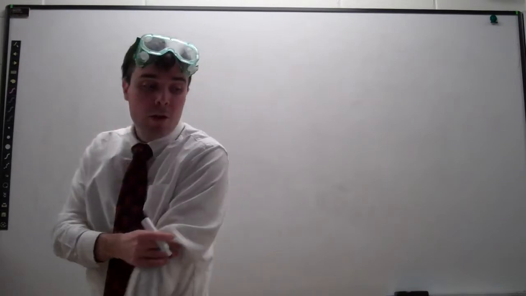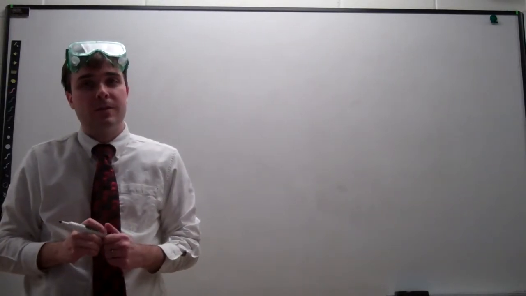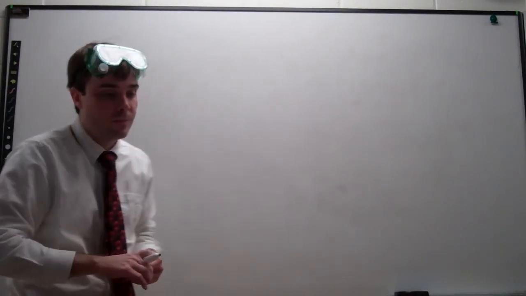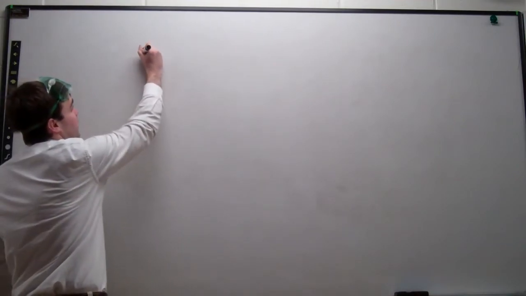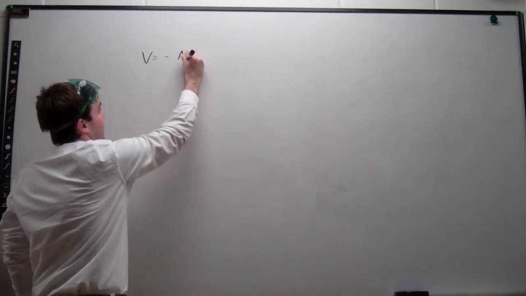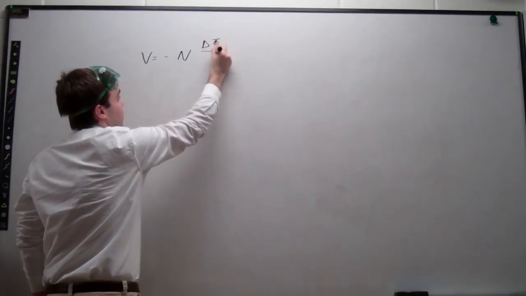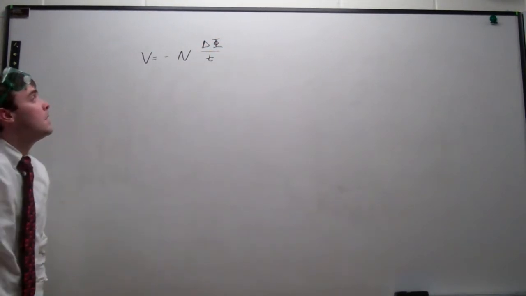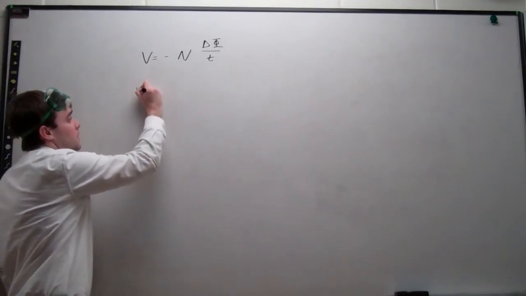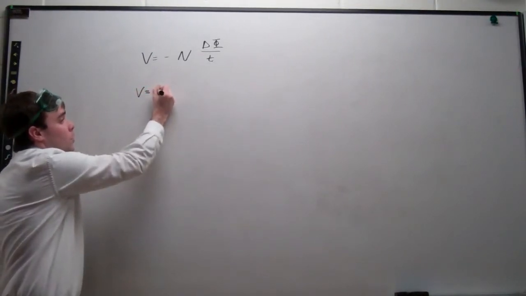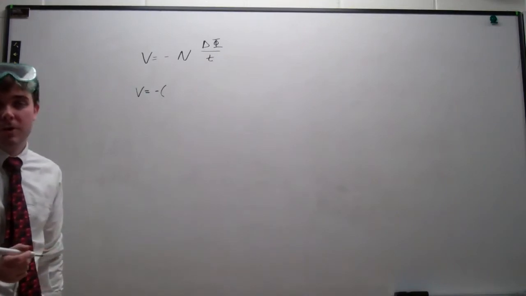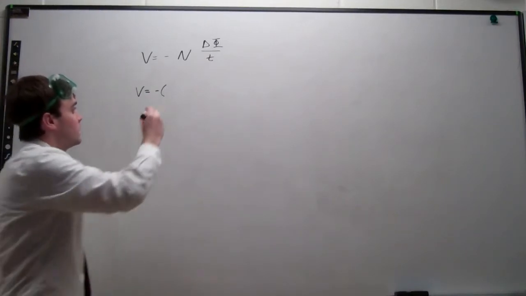All right. So what equation are we going to use to find this one? V equals negative N times the change in flux over T. Alright, let's plug stuff in there. What is the number of turns? 951.